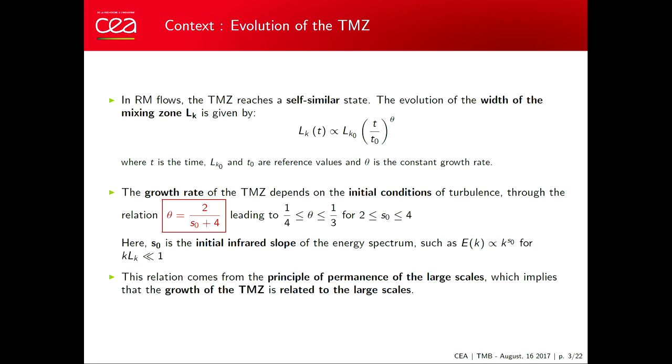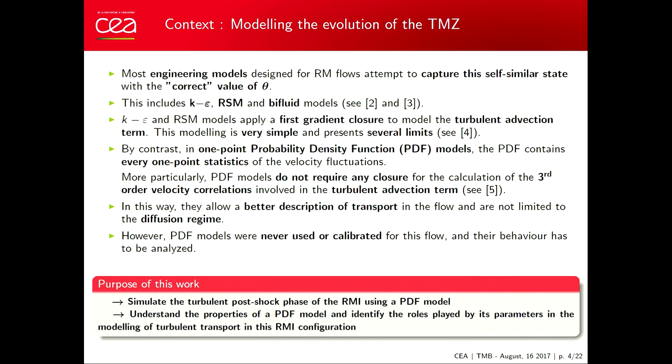Now concerning the evolution of this TMZ, it was shown that in Richtmyer-Meshkov flows, the TMZ will reach a self-similar state. In this self-similar state, turbulent quantities such as the width of the mixing zone will obey a power law with an exponent theta, which is the growth rate of the TMZ. It depends on the initial conditions of turbulence through the following relation, where S0 is the initial infrared slope of this energy spectrum. This relation is due to the principle of permanence of the large scales, which implies that the growth of the TMZ will be related to these large scales.